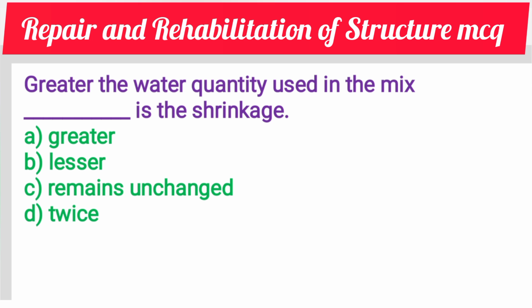Next question, greater the water quantity used in the mix, dash is the shrinkage. Option A, greater, option B, lesser, option C, remains unchanged, option D, twice. So the correct answer is option A, greater.